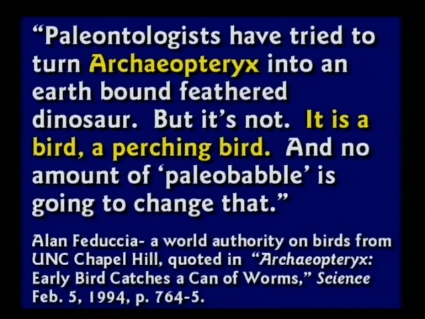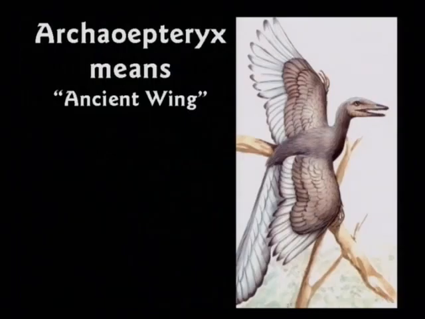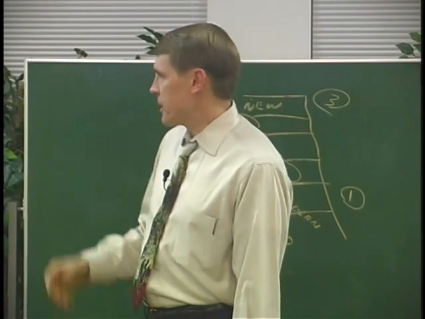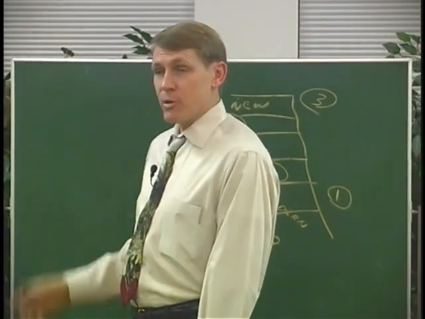The word archaeo will be a good quiz question here. Archaeo means ancient. And pteryx is a Greek word, or Latin or whatever, for wing. So Archaeopteryx is ancient wing. If it has the word archaeo in it, it means old or ancient, okay? He says it's a perching bird.